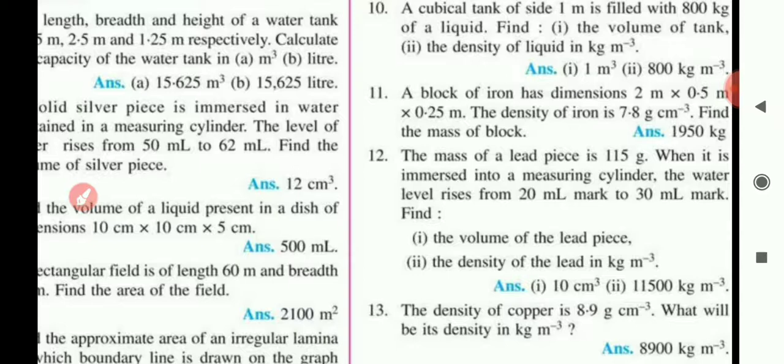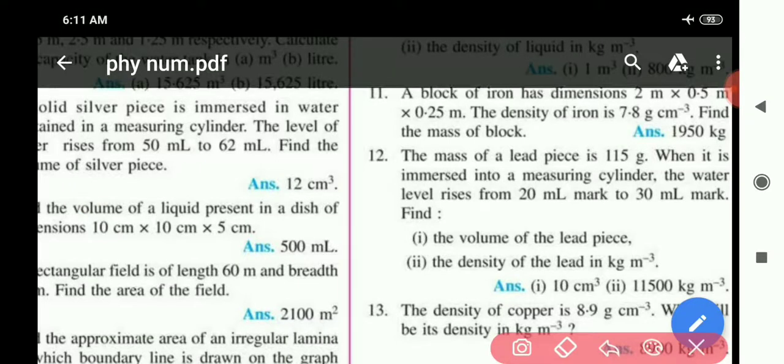A block of iron has dimensions 2 meter into 0.5 meter into 0.25 meter. The density of iron is 7.8 gram per centimeter cube. Find the mass of the block. Okay, so here dimensions are given. It means we know the volume. These are the dimensions for volume. Density we are having, and we have to find the mass of block.